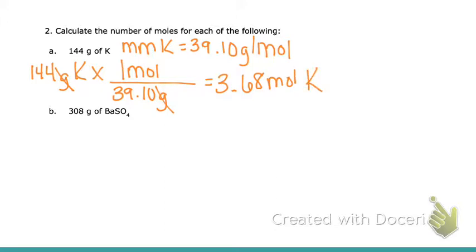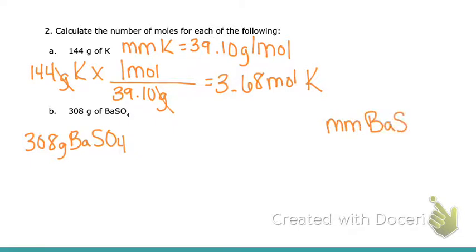This last one, same idea. We have 308 grams of this barium sulfate. So we do need molar mass. And because it's a compound, we want to take that inventory.